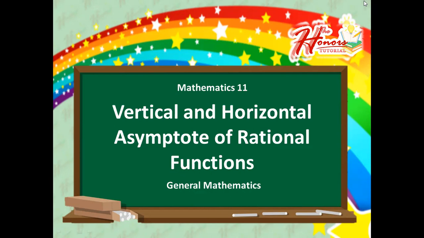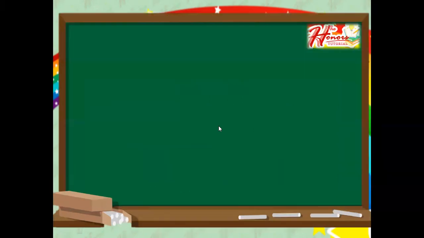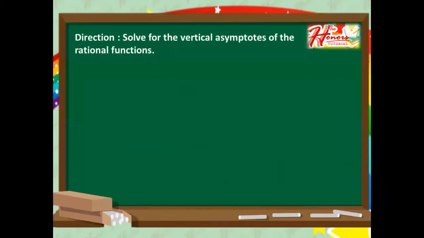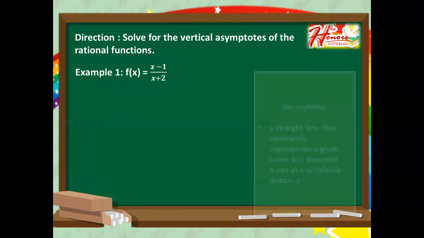Our topic for today is about vertical and horizontal asymptote of rational functions. This is for Mathematics 11 under General Mathematics. So let us have the direction here. Solve for the vertical asymptotes of the rational functions. Example number 1 is f of x equals x minus 1 over x plus 2.